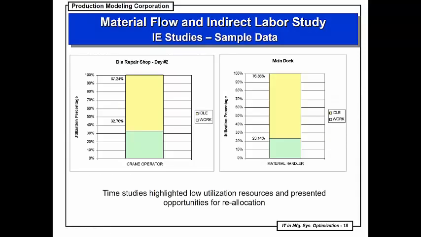Again, as I said, we collected data and looked at several indirect material handling personnel there. And you can see some of the utilization of some of the resources are pretty low. You had a crane operator who was used close to 30%. You had another material handler who was working in the main dock, who was used only 23% of the time. So we had to look into all these personnel, look at the utilization, and see what can be done to reallocate or combine some personnel and reallocate some of the work assignments.